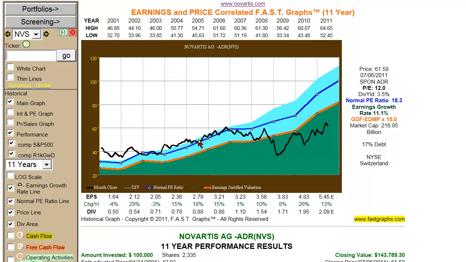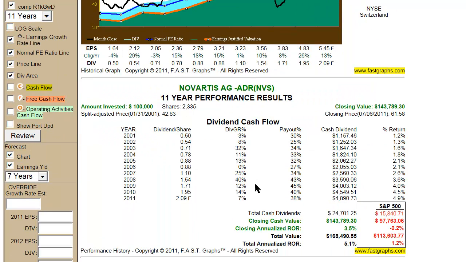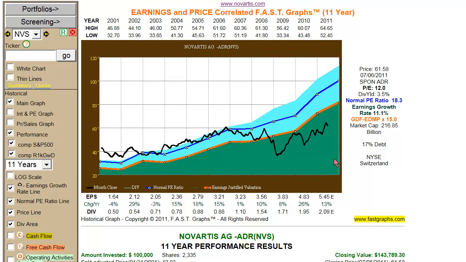You can see that the market has historically priced this stock at a premium. It's currently trading at a low valuation. The company has a great dividend record. Their payout ratio is pretty consistent. They've averaged significantly better than the S&P 500 over the last 11 years. But the key takeaway is that the stock is currently trading at a discount to its normal valuation levels.